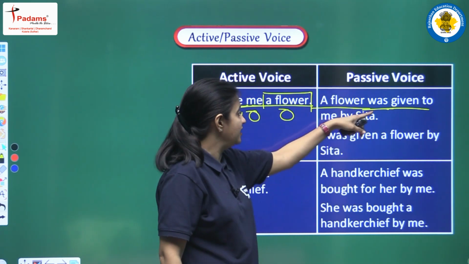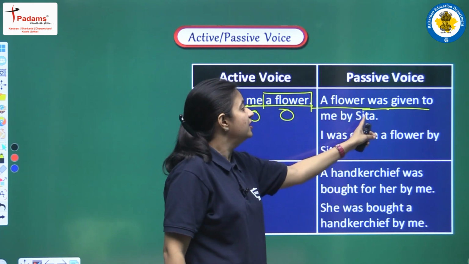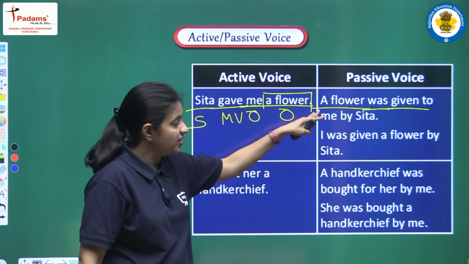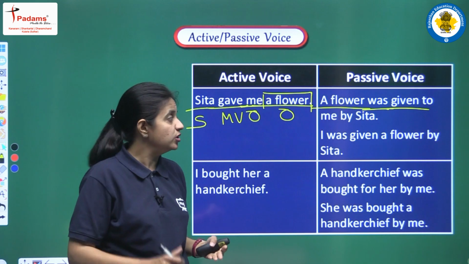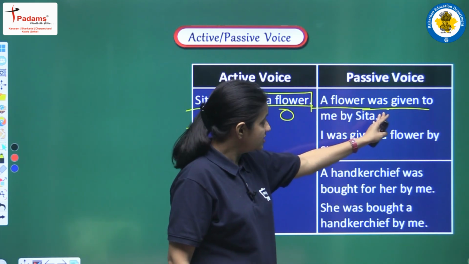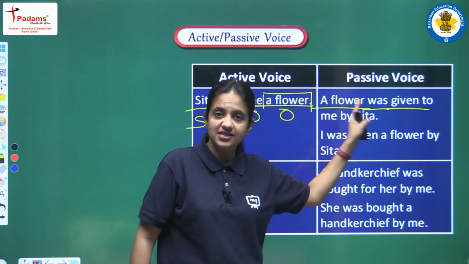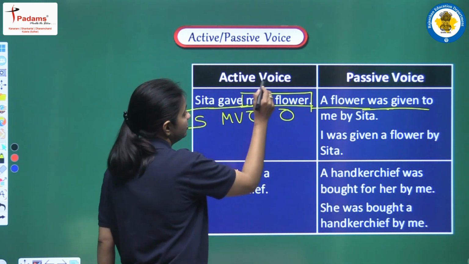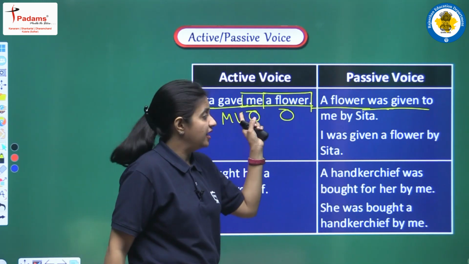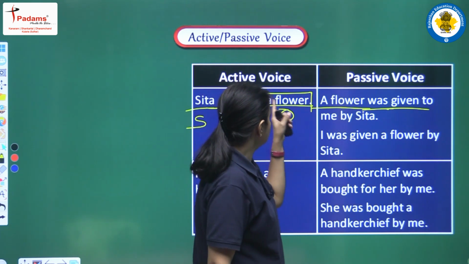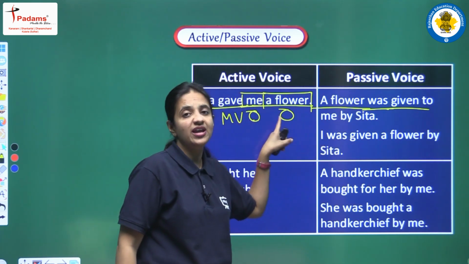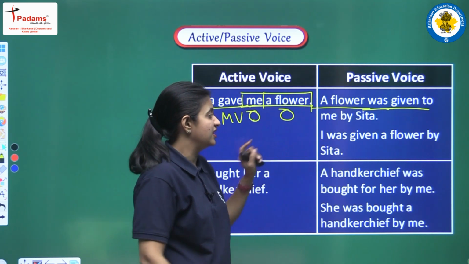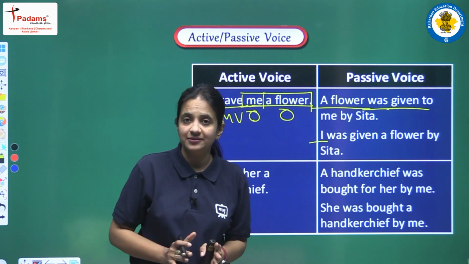Next we are adding "to me", and now the doer, or we can say the subject, that is Sita. So the first option that we can use is: A flower was given to me by Sita. Clear? Now we have one more option, and this time we use "me" as a subject, so we have to change the case.